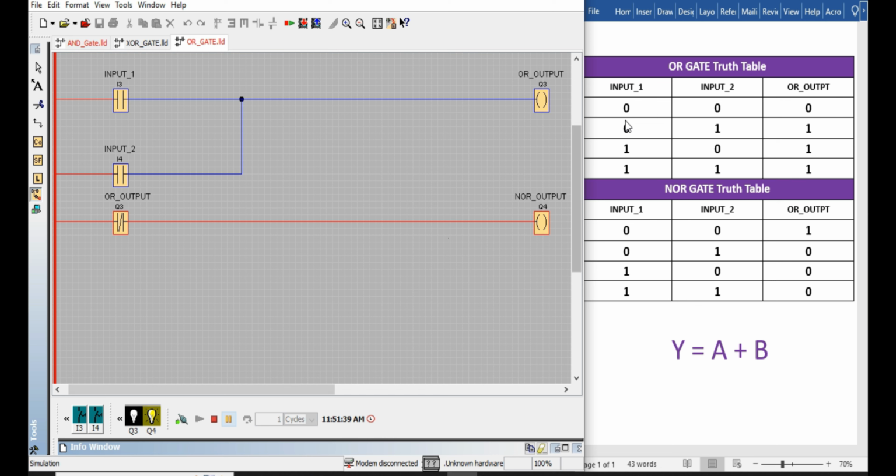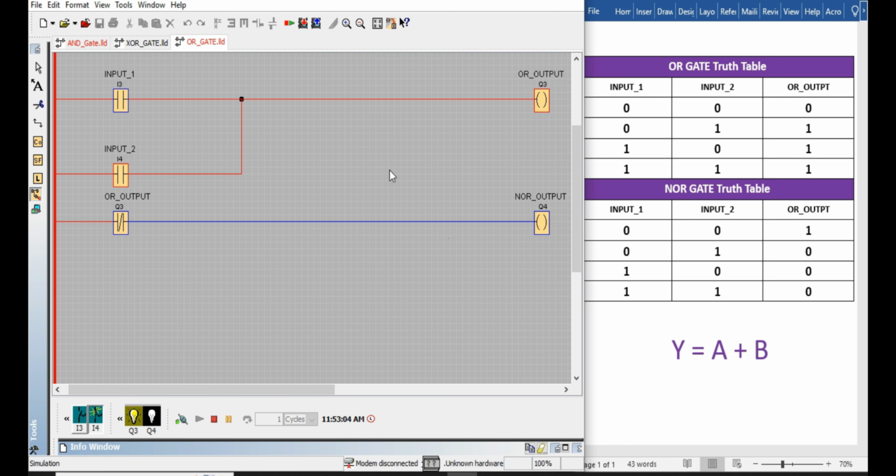Run the simulation. In first case, both inputs are 0. It means both inputs are low. It is not blinking. Right now skip Q4. Just focus on Q3. So first entry is verified. In second entry, input 1 is 0 and input 2 is 1. Make input 2 a 1. In this case, the output should be high. The lamp Q3 should glow. Here you may see lamp Q3 is glowing.